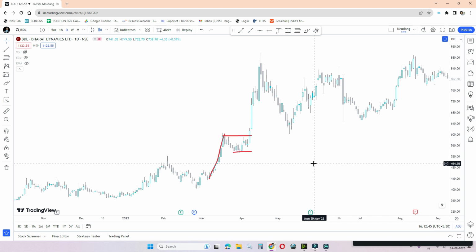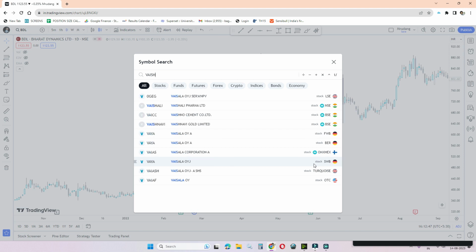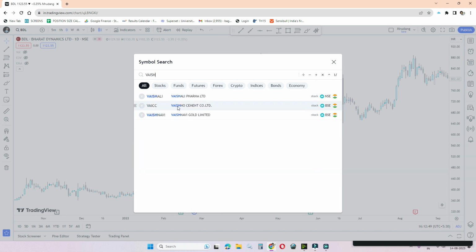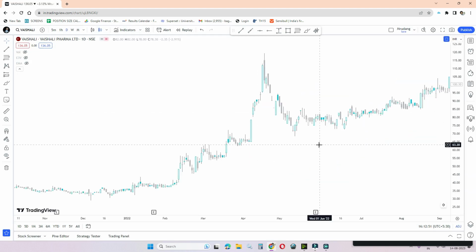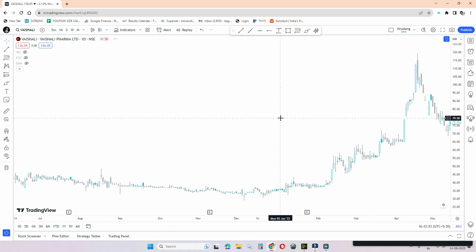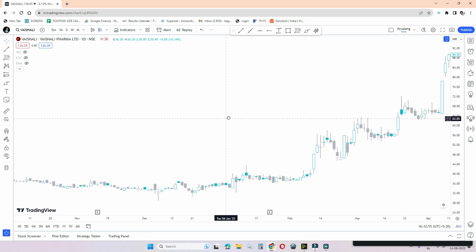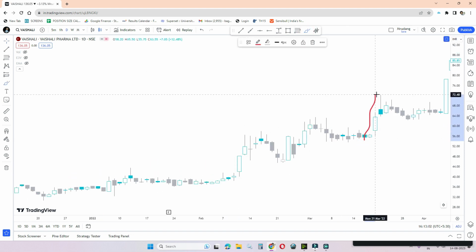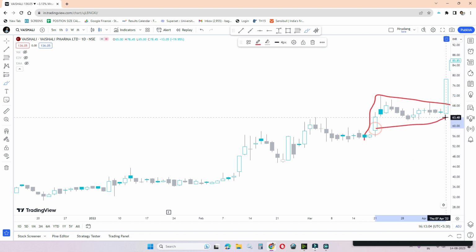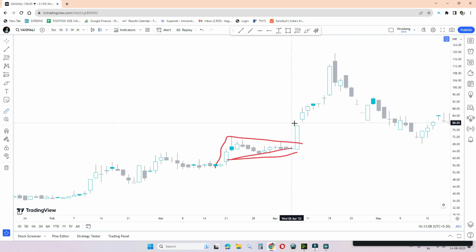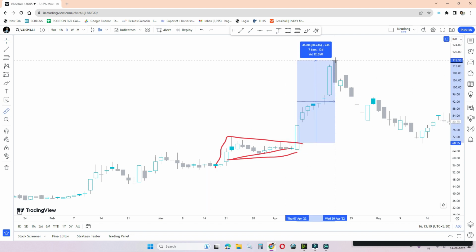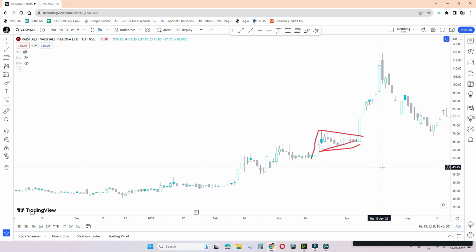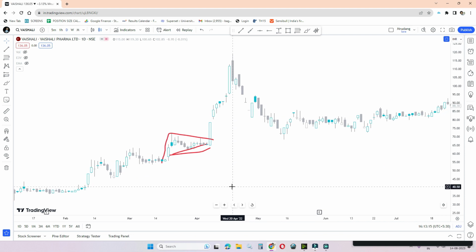Okay, so the next one is, there are a bunch of stocks I traded last year and this year, so I don't even remember most of the trades I took. Okay, so these types of setups I still trade. These are highly rewarding. It makes a move, goes sideways, makes a triangle type of pattern, and it breaks out. Okay, so how much is the move? 68% in 7 or 8 days.